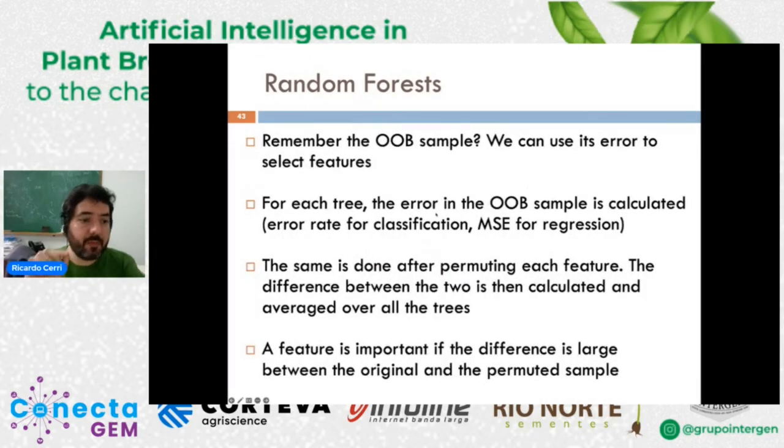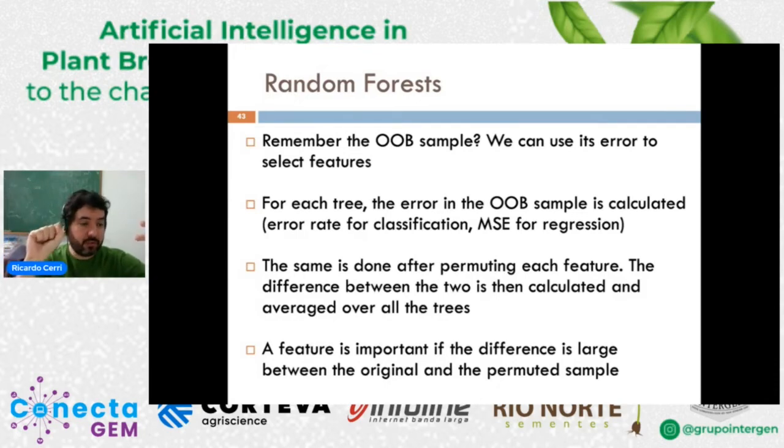Okay, good. Remembering the out-of-bag sample that I told you about, we can use its error to select features. That's a very good characteristic of the random forest. For each tree, the error of the out-of-bag sample is going to be calculated, the error rate for classification, mean squared error for regression, and the same is going to be performed after permuting each feature. Then the difference between the two is going to be calculated and averaged over all trees, okay? So for each tree, we are going to take a feature in the out-of-bag sample and change the values of that feature. We are going to calculate, for example, the accuracy of the tree in the out-of-bag sample.